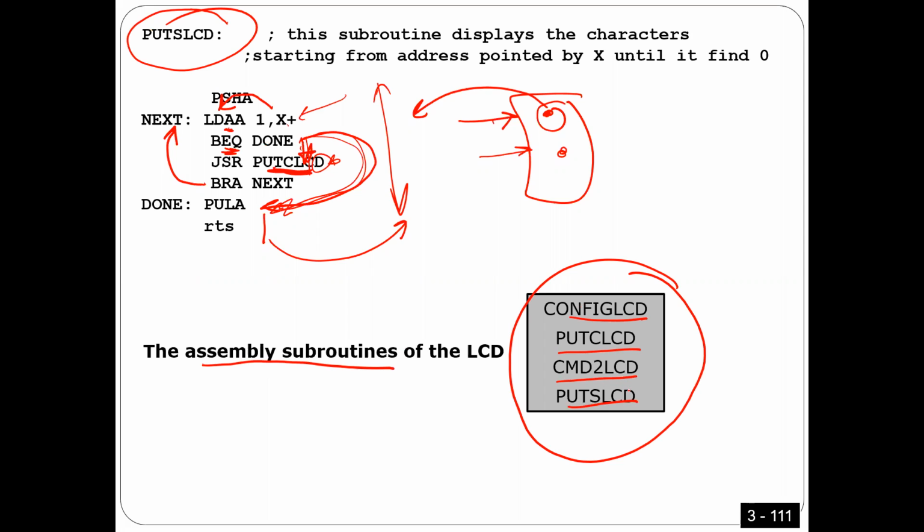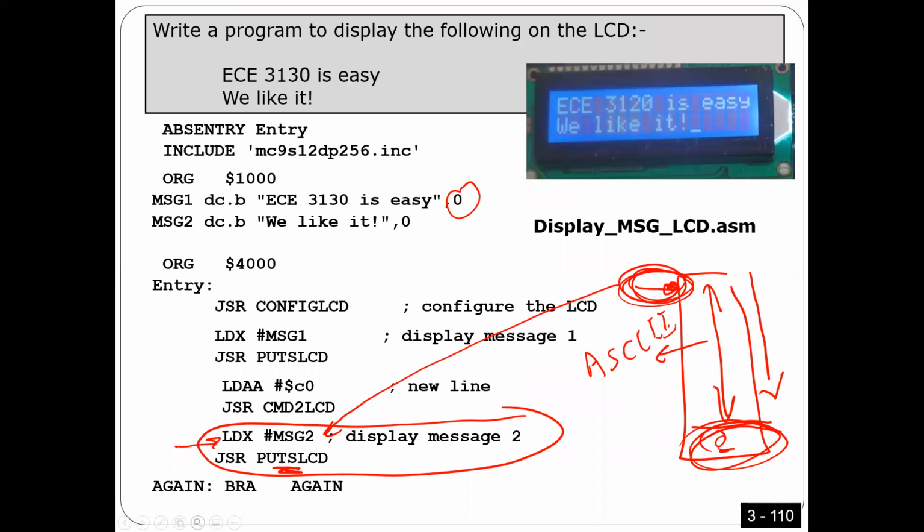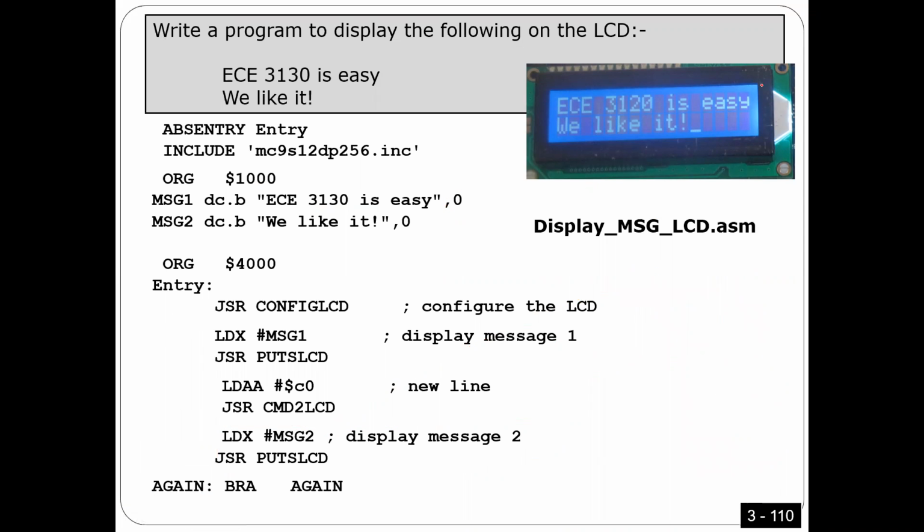Now I'm going to choose a program. The program we have here. In this program, guys, look, I want to display the message shown here. So I want to display something like that on the LCD. It is 2 lines, 2 messages. So this is the first message. I want to display this one on the first line, and then I want to display this one on the second line. So let me show you how you can do it.